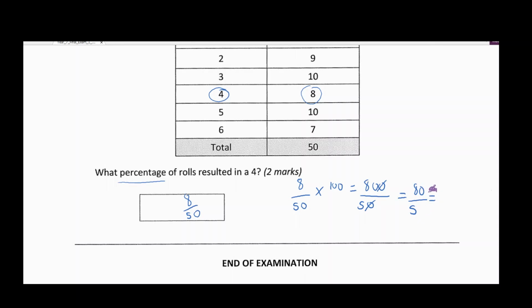Now, how many times does 5 go into 80? So let's have a look at that. 5, 10, 15, 20, 25, 30, 35, 40, 45, 50, 55, 60, 65, 70, 75, 80. So it goes 1, 2, 3, 4, 5, 6, 7, 8, 9, 10, 11, 12, 13, 14, 15, 16. There it is, 16%. 8 over 50, 16%.